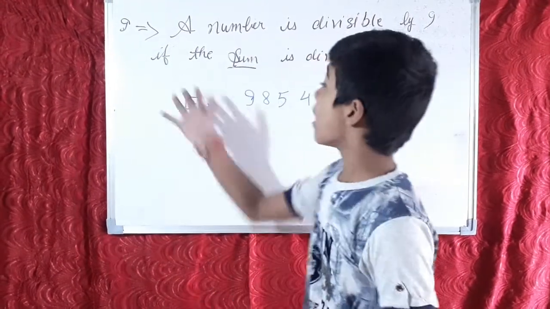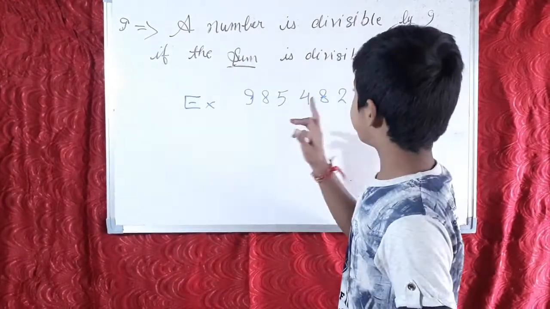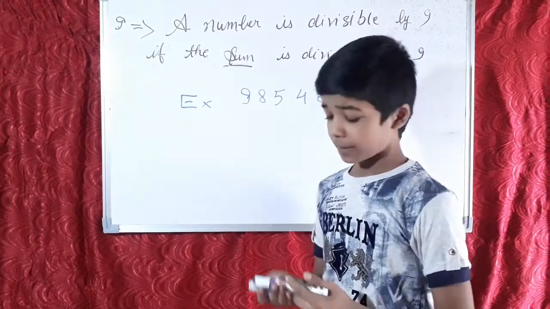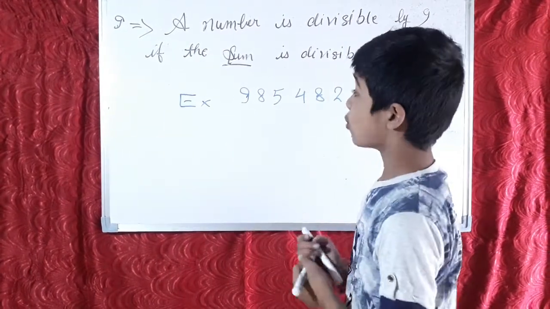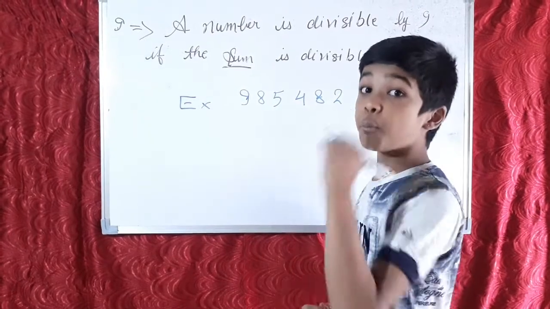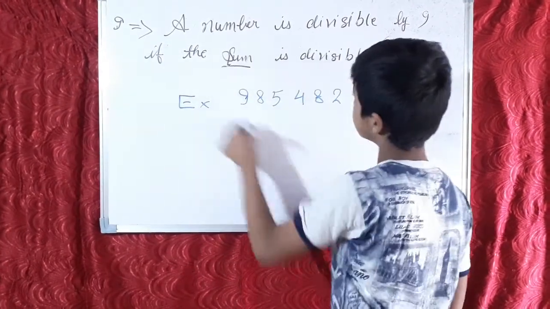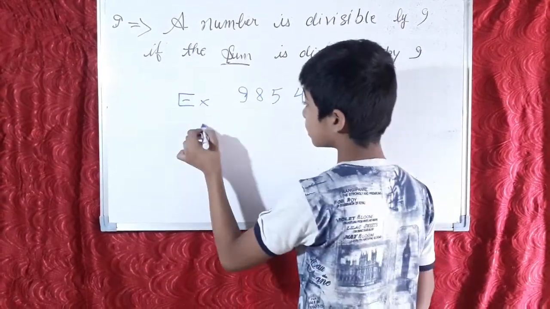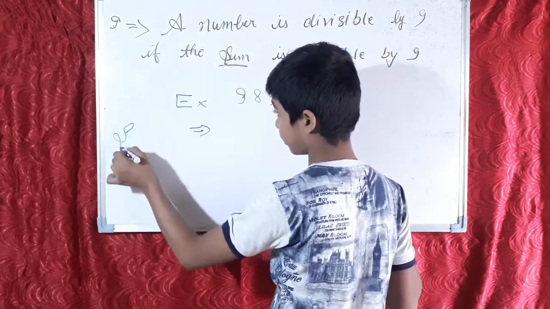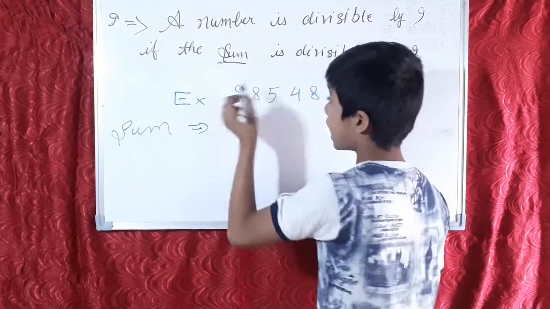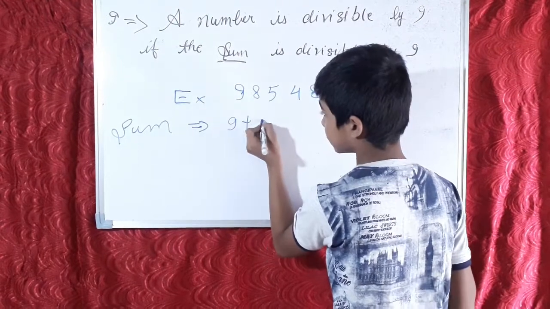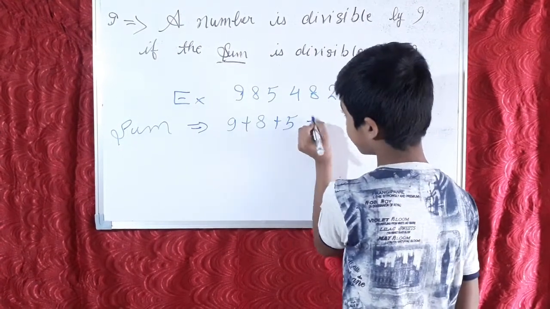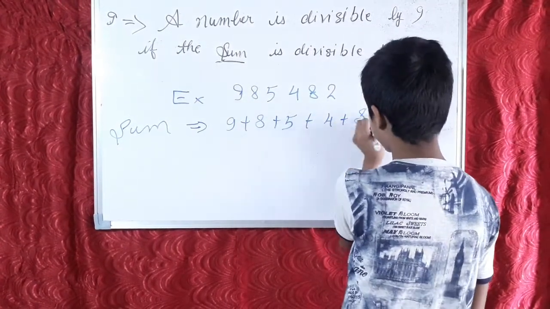So friends, our example is 985,482. Okay. So this is the example of 9. Now we are going to find the sum of the digits of this number. Okay. So let's find out the sum: 9 plus 8 plus 5 plus 4 plus 8 plus 2.